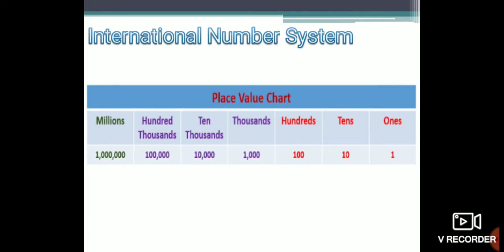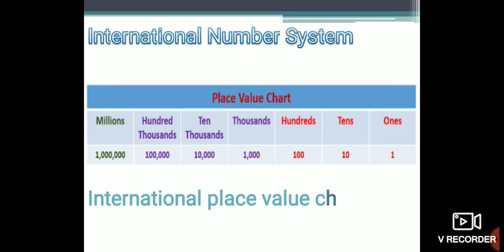Now let us start with our next topic, the international number system. This is the place value chart for the international number system. The place values change in the international place value system. Ones, tens, hundreds, then it becomes 1000, 10,000, 100,000 instead of lakhs, and then it becomes millions, 10 millions, 100 millions instead of 10 lakhs or crores.